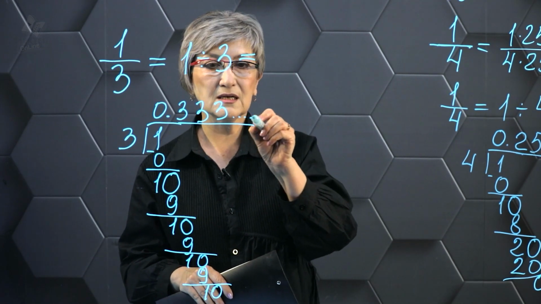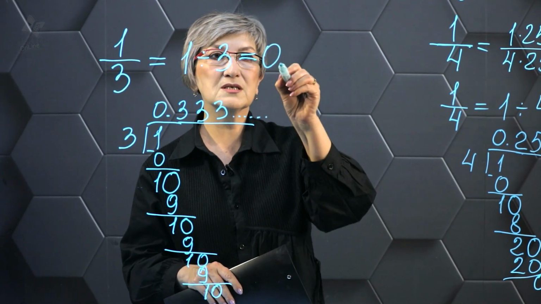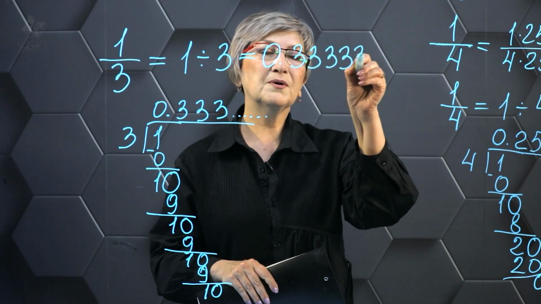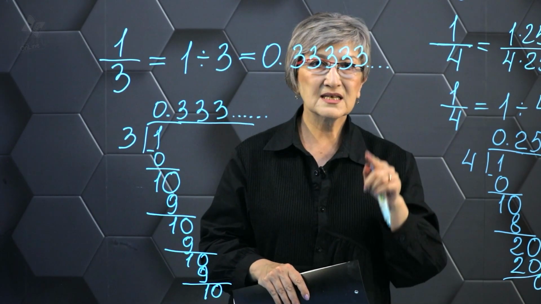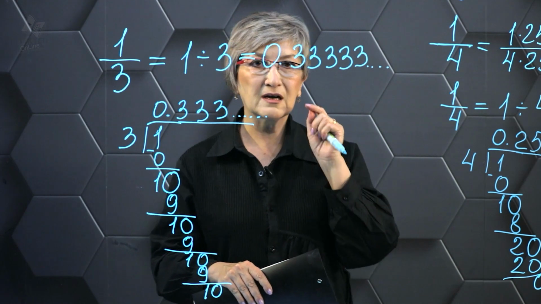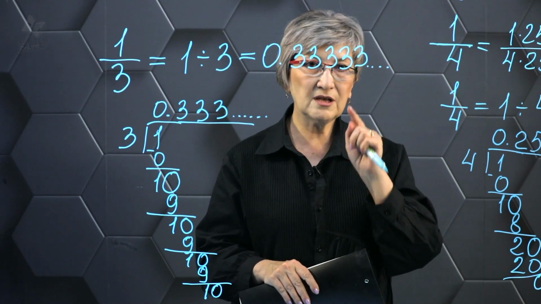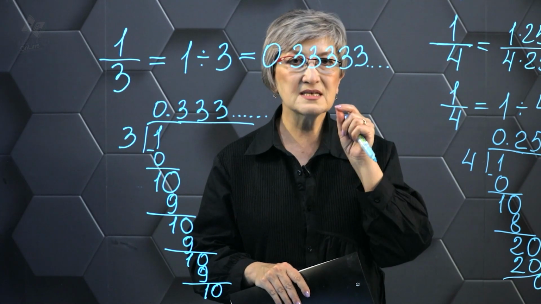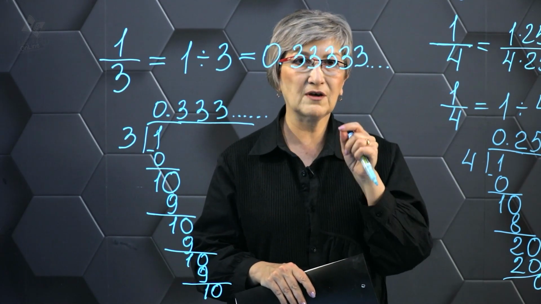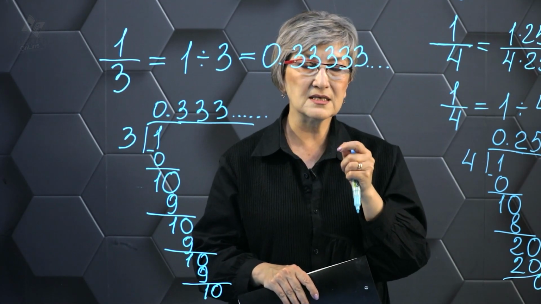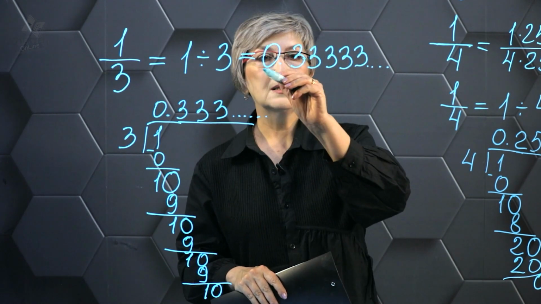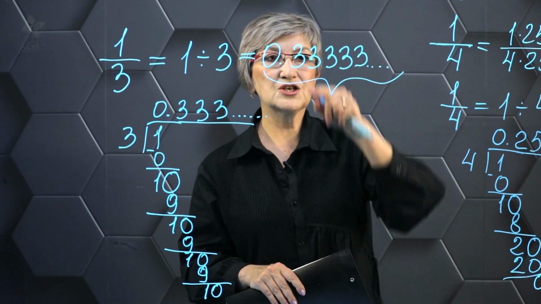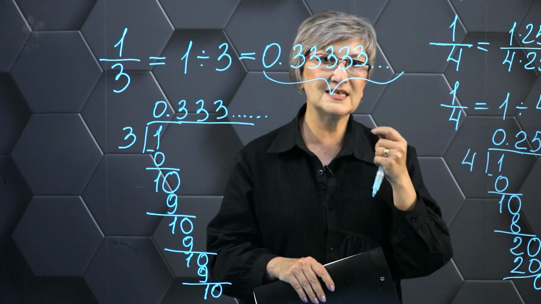And as a result, we end up with 0 integers, and the number 3 will be repeated an infinite number of times. The number 3 in our answer is repeated an infinite number of times. It repeats. In this case, such a number is called an infinite periodic decimal, and the number 3 is called a period.